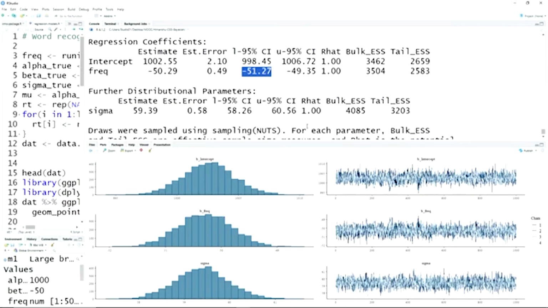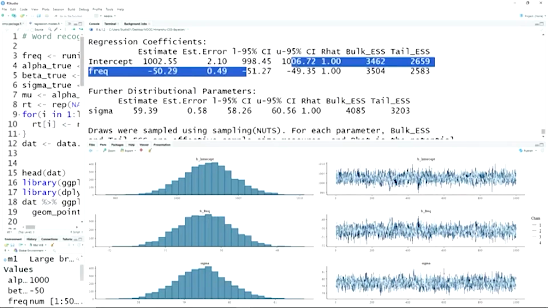Recall what was our hypothesis? That high frequency words are recognized faster. So basically, there is an effect of frequency on average recognition times. So that was our hypothesis. So based on this model output, can you say that there is an effect of frequency on average recognition times?